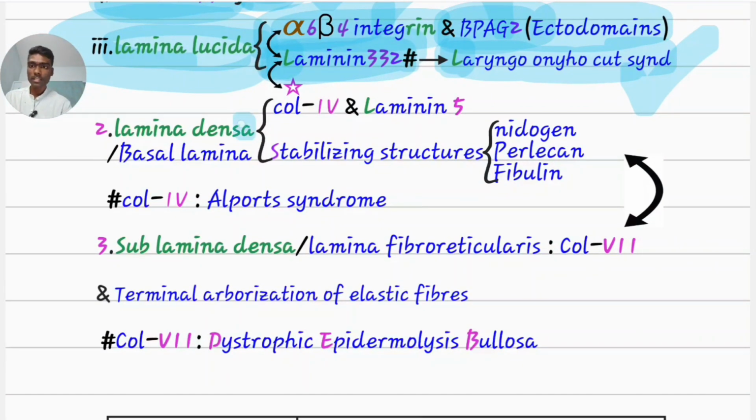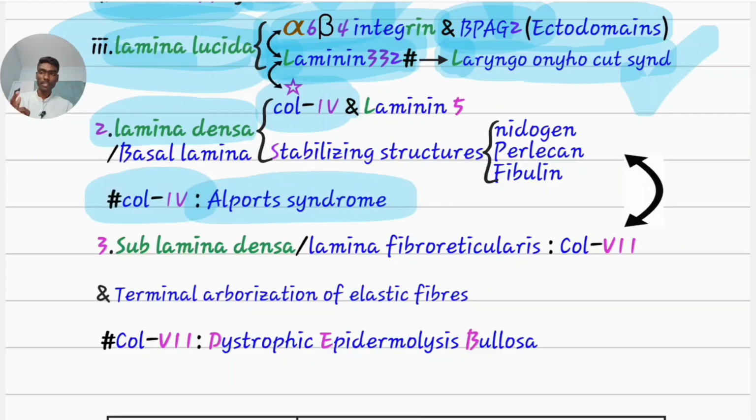Next structure, lamina densa. We all know its main component is collagen 4. Collagen 4 is a ubiquitous component of the dermoepidermal junction. Ubiquitous component of basement membrane. Ubiquitous means it is omnipresent. It is present in almost all types of basement membranes, not only the dermoepidermal junction. If it gets defective in its structure, it leads to Alport syndrome. That's why the basement membrane of kidneys is affected primarily in Alport syndrome.